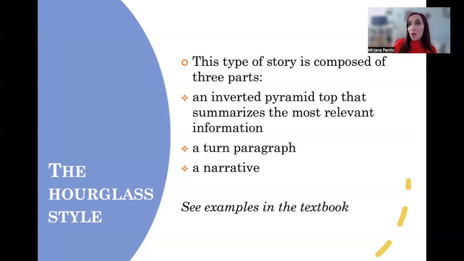But in the first several paragraphs that look like the inverted pyramid, you're basically summarizing the event, telling us the key points of that event, and then you go the other way and simply provide information in chronological order about what happened, like at what time and so on. So you provide all the other details.